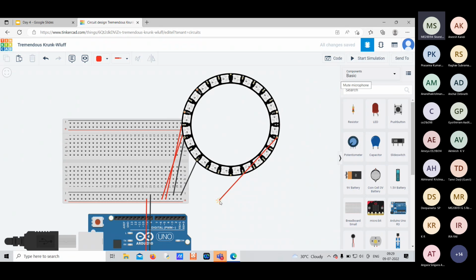And finally, this needs to go to a digital pin, which can be one of these from 2 to 13. So let me choose pin number 5. Give it a color code of.